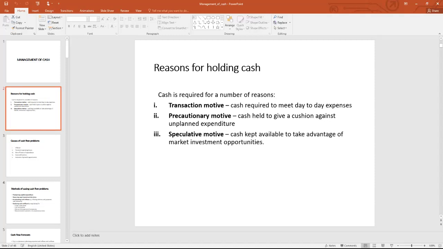Those are the three motives. And this was a question that has been asked in past exams: why do you hold cash? I think you shall just go through it and you shall see it.